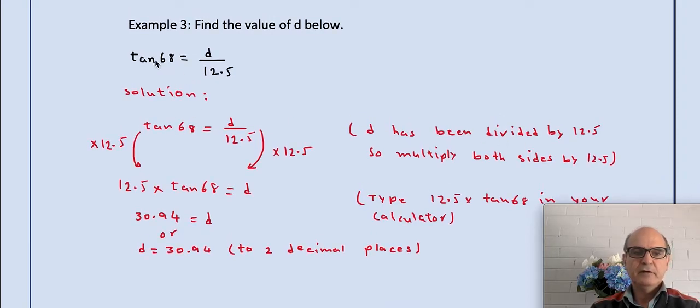Another example involving tan this time around. Tan 68 is equal to d over 12.5. Again, what has happened to d? It has been divided by 12 and a half. You've got to undo it by timesing by 12 and a half, but do it to both sides. So you get 12 and a half times tan 68 is equal to d, because 12 and a half and 12 and a half cancel. Now put that in your calculator and you get 30.94 to 2 decimal places. So d is equal to 30.94, correct to 2 decimal places.